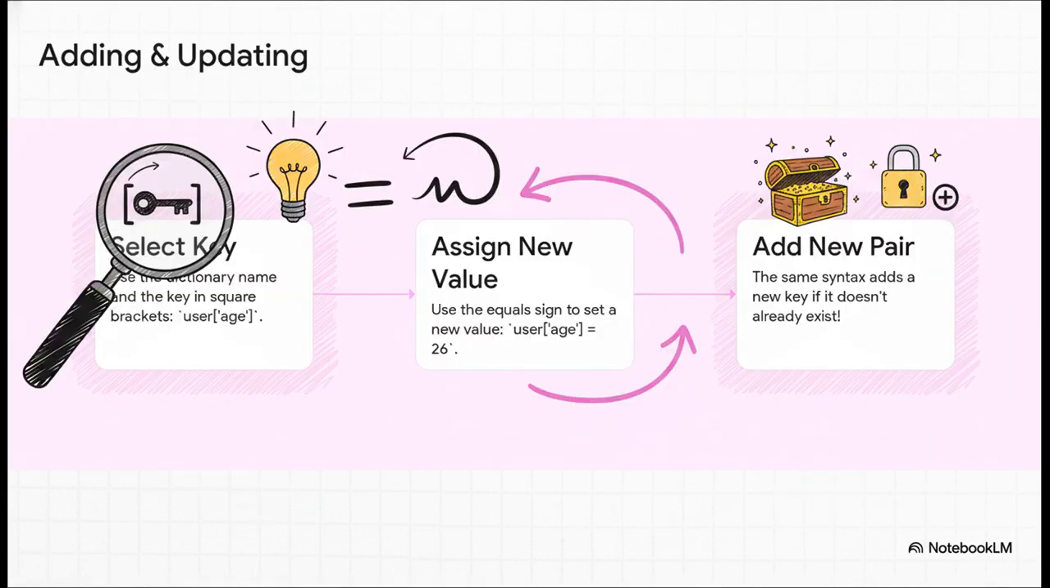But the real magic of dictionaries is just how flexible they are. Let's say you need to update a value. No problem, just refer to the key and give it a new value. But here's the really cool part. If you try to update a key that doesn't even exist yet, Python just goes ahead and creates it for you. This means you use the exact same simple code to both change and add data. It's a small thing, but trust me, it makes a huge difference.